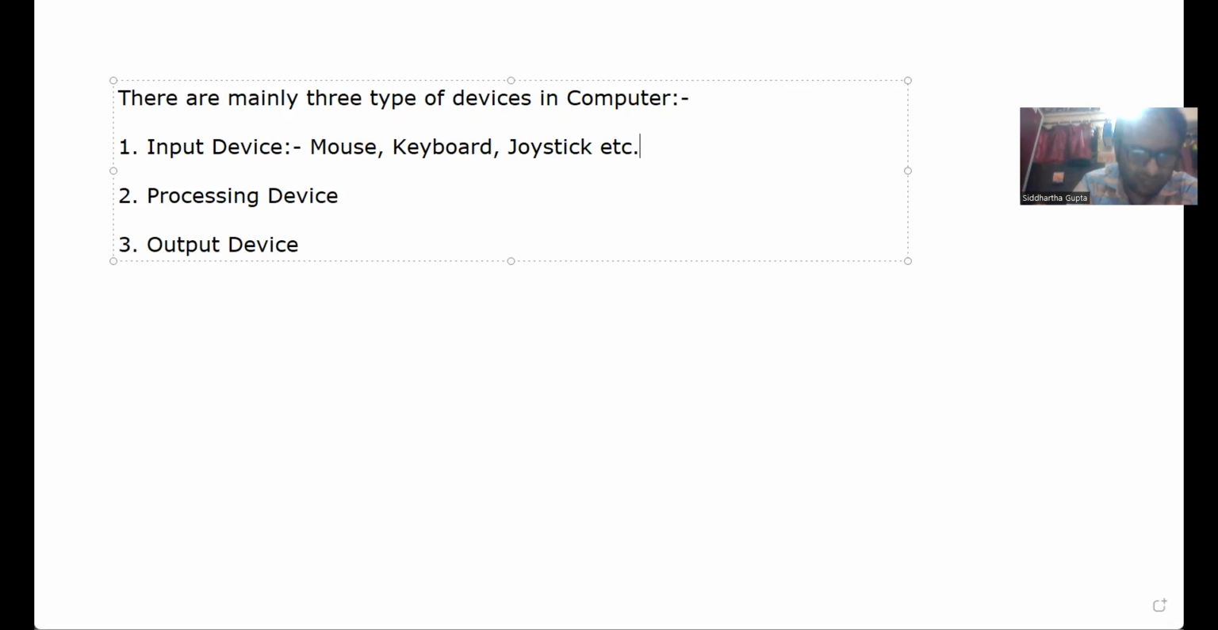Similarly, there are processing devices. The processing device is the CPU. CPU is called the brain of a computer. CPU stands for Central Processing Unit, which is also known as the brain of computer.